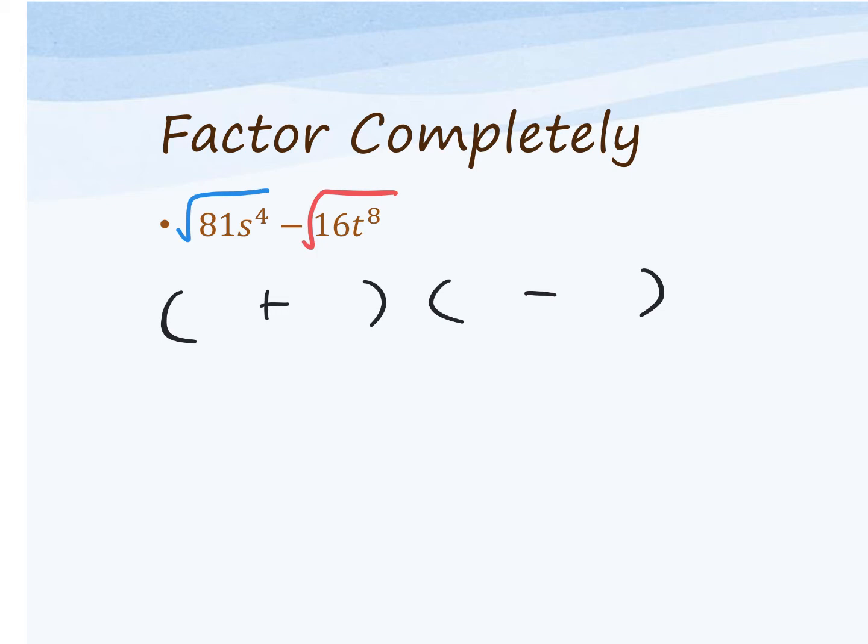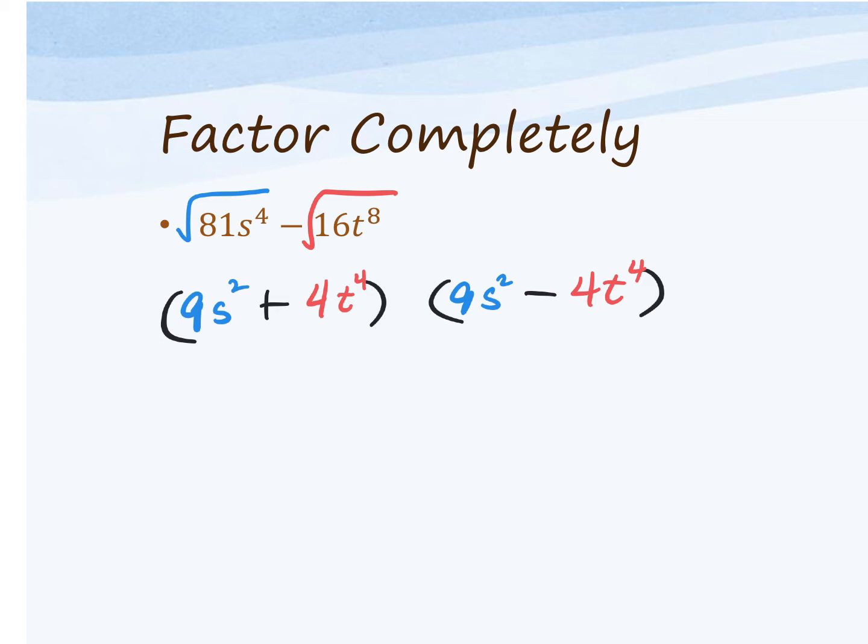So I'm going to square root the 81s to the fourth. Square root of 81 is 9. And then when I square root a variable, I just divide the exponent by 2, so it becomes an s squared. Then I'll square root the 16. It becomes 4t to the fourth in both spots. And now the first binomial is finished. There's nothing that I can factor when it's the sum of two squares. However, the second binomial, I can keep going.